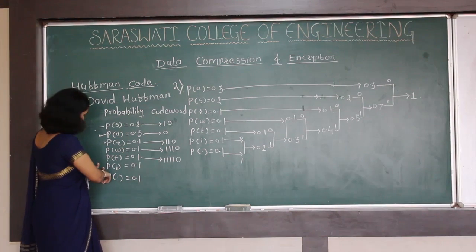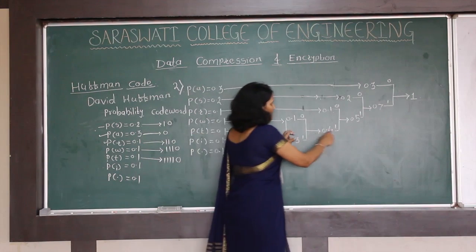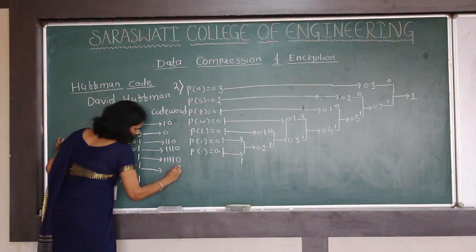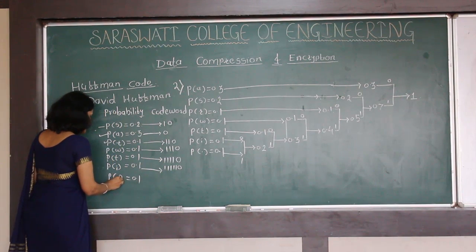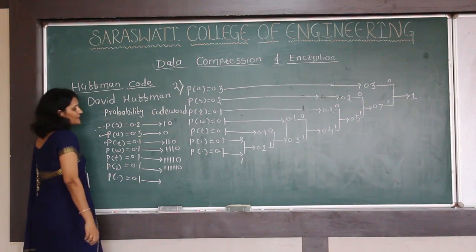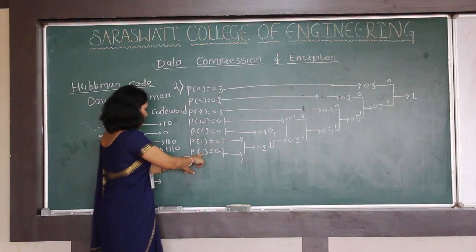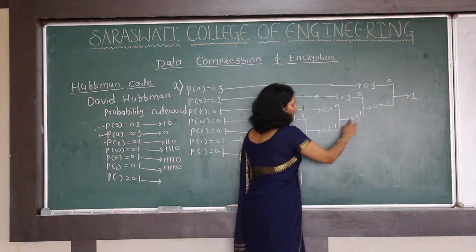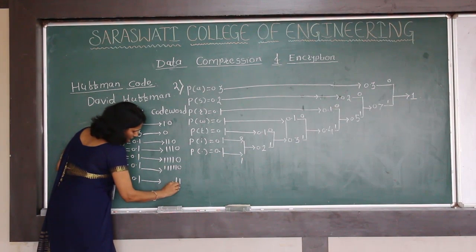After that, the next symbol is I. For I, the code word is 0, 1, 1, 1, 1, 1. That means write down here 5 times 1. Similarly, calculate the probability for the last symbol, that is the full stop. Here for this full stop, the code is 1, 1, 1, 1, 1, 1. That means write down here 6 times 1.